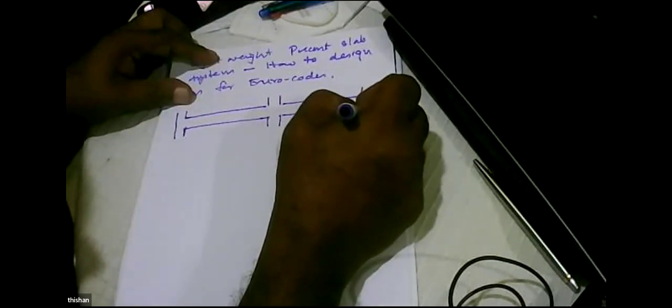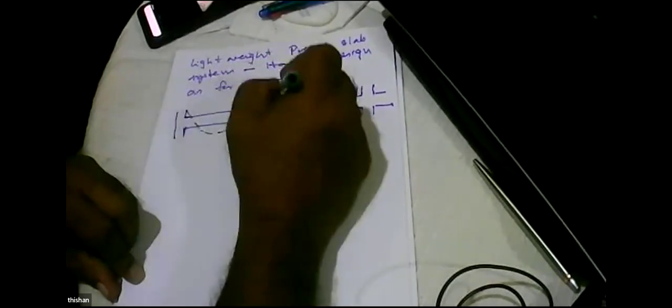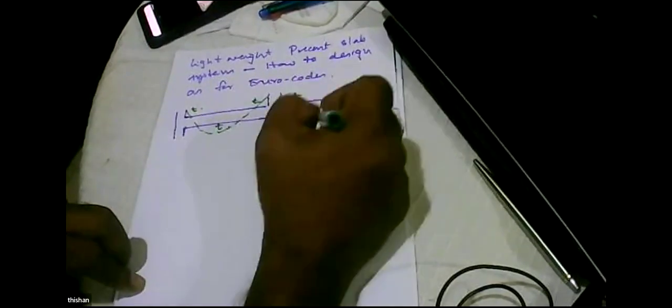If you take a normal slab supported by beams, and draw a bending moment diagram for this, it will take this shape. That means we get tension here, and here, and here. Now to resist this tension, what we do is we provide reinforcement here.